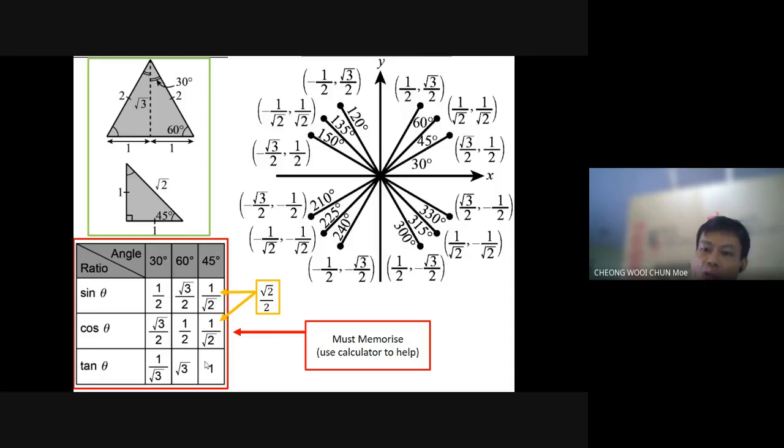I get 1.7321. If I press square root of 3, do I get 1.7321? Oh yes, that means that is square root of 3, definitely for tangent 60. If I press tangent 30, I get 0.5774. If I press 1 divided by square root of 3, I also get 0.5774. So you play around with the calculator.